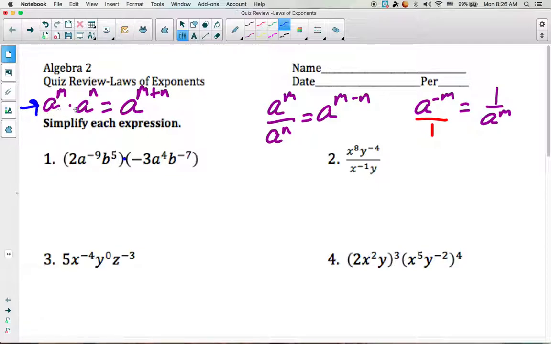Your bases are the same, so when you multiply the same base, you keep the base and you add the exponents. We're going to go 2 times negative 3 to get negative 6. We'll go a to the negative 9 times a to the 4th. So we'll keep the base a, and we're going to add the exponents. Negative 9 plus 4 equals negative 5.